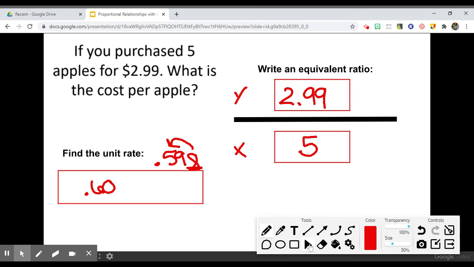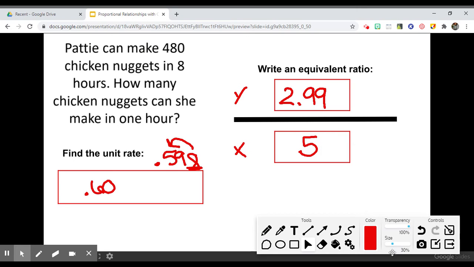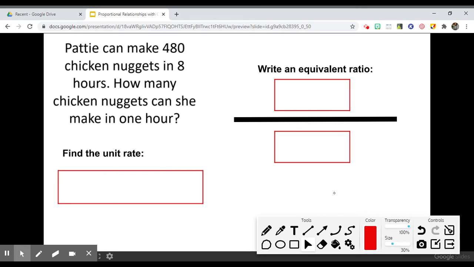Okay, and on the next one, Patty can make 480 chicken nuggets in 8 hours. How many chicken nuggets can she make in 1 hour? So again, let's do our proportional relationship or our unit rate. Our unit rate is going to be chicken nuggets per hour. So 480 is going to go in this box and 8.